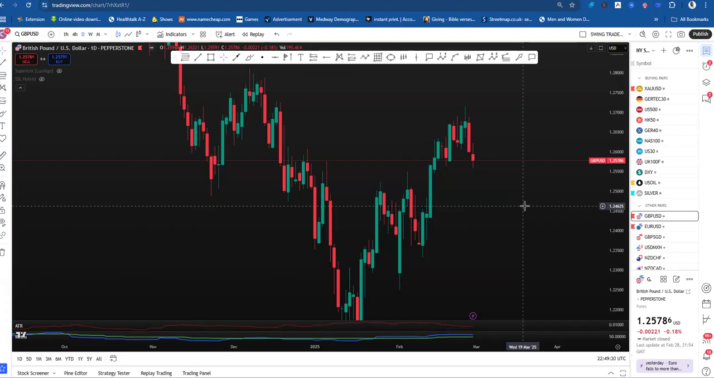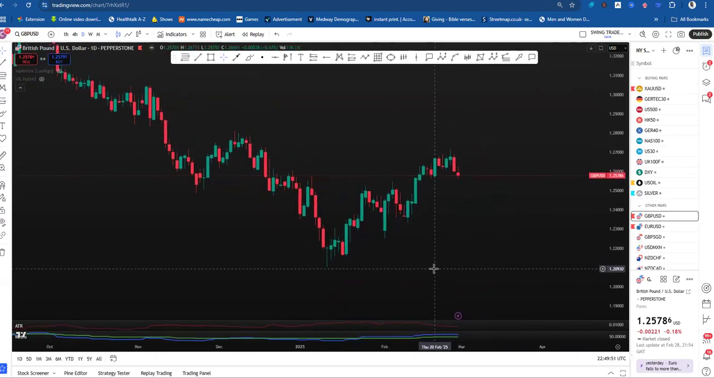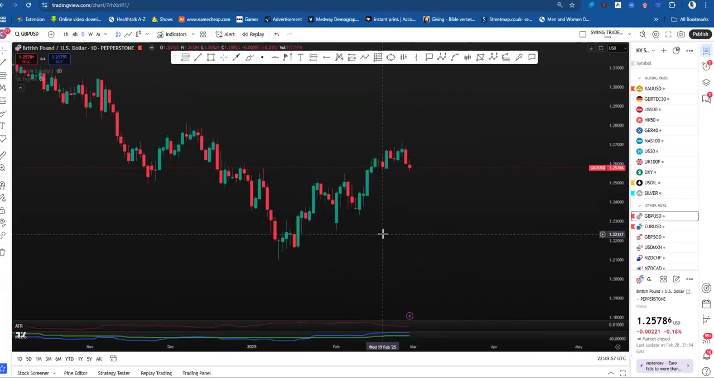Welcome to week 10. I'm going to be looking at two pairs today and probably three: gold, GBP/USD, and also EUR/USD. Now let's look at GU. This is GU on the screen. The market has been very interesting on this pair. This is the daily time frame, as you can see.